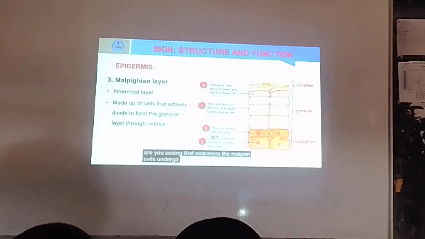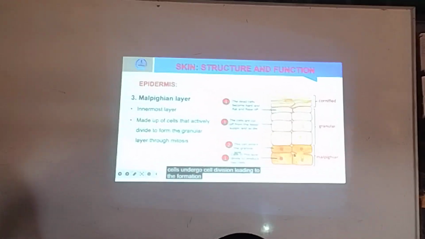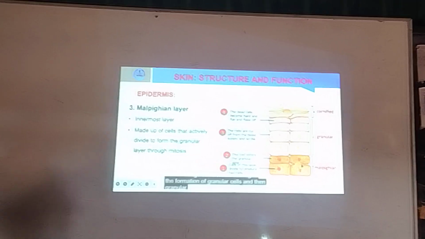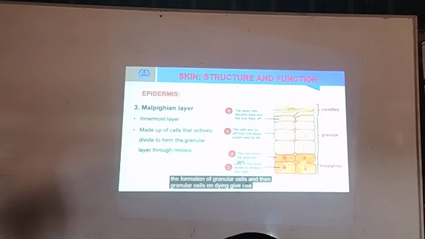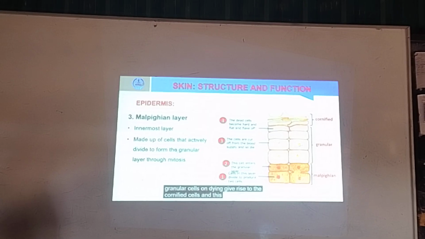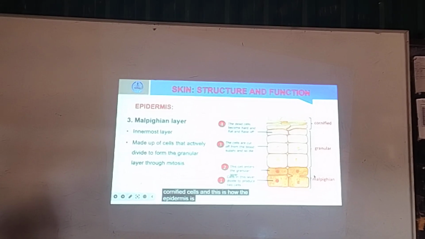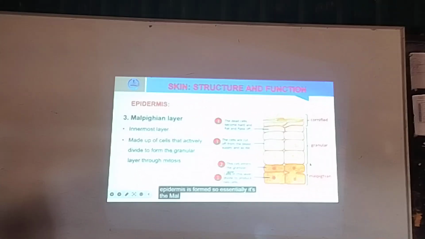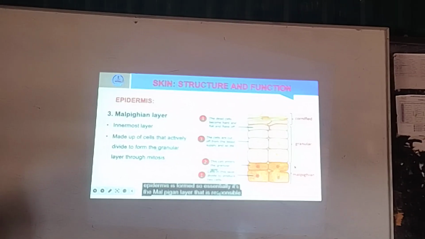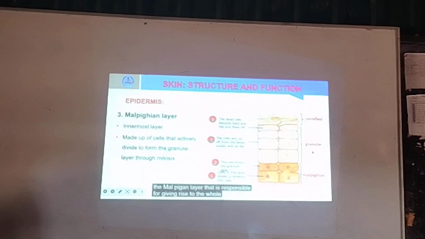Are you seeing that sequence? The mammalian cells undergo cell division, leading to the formation of granular cells. Granular cells on dying give rise to the cornified cells. And this is how the epidermis is formed. So essentially, it's the mammalian layer that is responsible for giving rise to the whole epidermis.